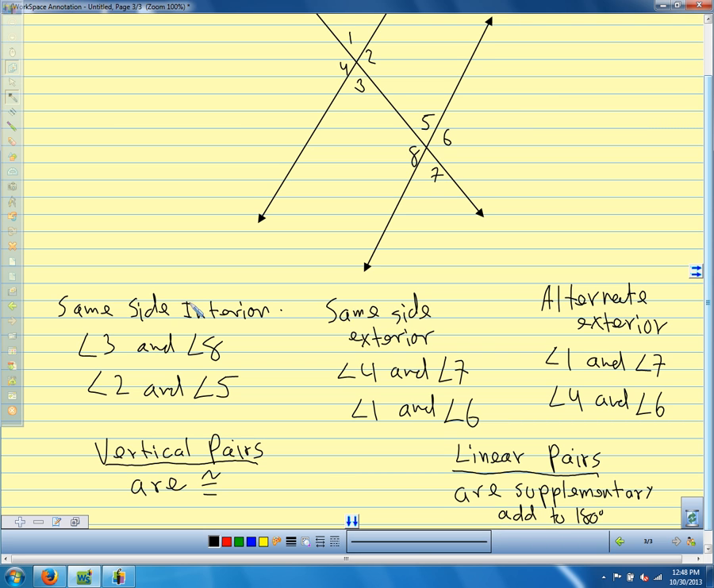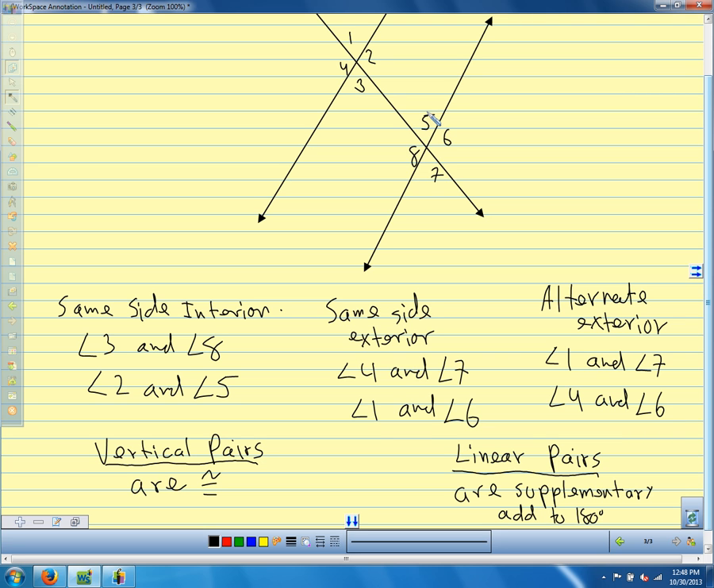Yes? Yep. I meant the ones we gave special names. Alternate exterior, alternate interior. The ones we gave special names to. But yeah, the linear pairs would have one inside and one outside. But it's the same side interior, same side exterior. Those pairs, the ones that most people confuse, are corresponding. So corresponding are the ones that have one angle inside and one angle outside the two lines.